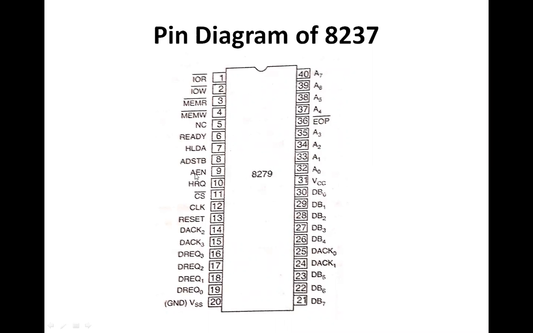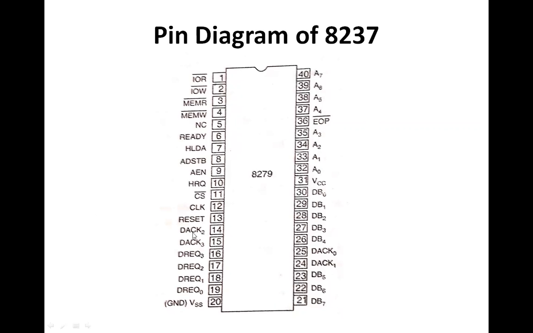Besides that, we have the AEN signal, which is the address enable signal. This address enable signal is going to enable the 8-bit latch, which contains the upper 8-bit address, onto the system bus, and AEN can also be used to disable the other system bus drivers. Besides that, we have the address strobe signal, that is pin number 8, which is an active high signal and is used to control the latching of the upper address byte.